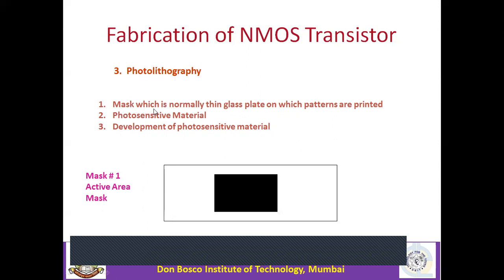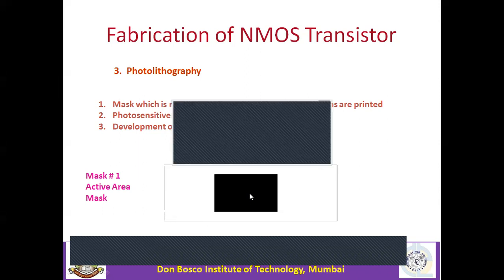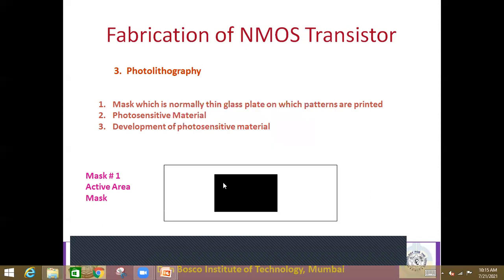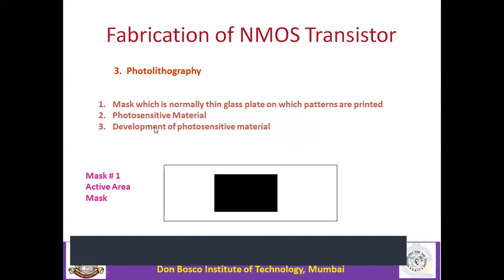One is the mask. You can see the mask. A mask is a thin glass plate on which patterns are printed. This is a very transparent glass plate on which the dark portion, whatever you see, is called the active area. That is called the active area, where the transistor is fabricated.